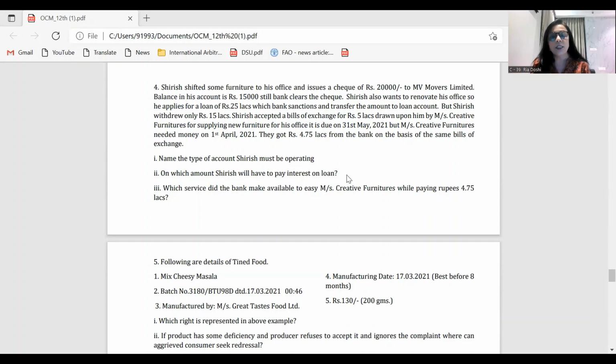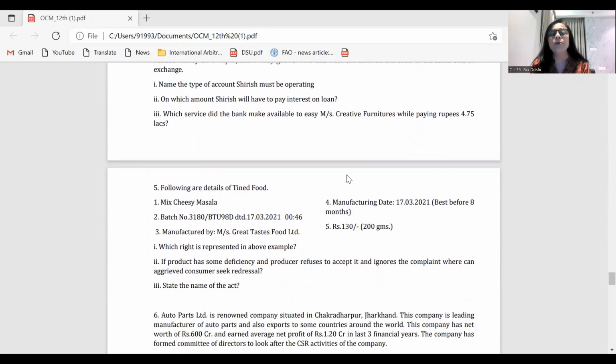The third question in this case is talking about Mr. Shirish, who had a bill of exchange of 5 lakh rupees. He wanted the money, he couldn't wait till the due date. So he went to the bank and he got a discounted value. So instead of 5 lakhs, he's getting 4,75,000. In other words, what is the facility he's using? Discounting of bill of exchange. So this is how we have the three questions on the case study here, again from the chapter of banking.